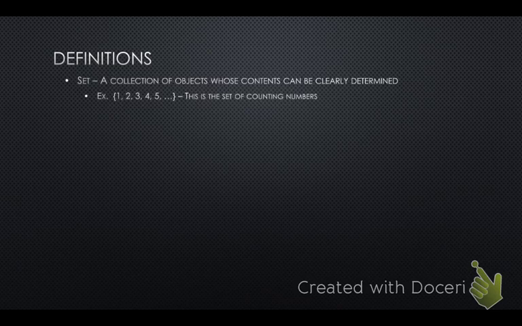So, in this case, 1, 2, 3, 4, 5, basically a set of counting numbers. It just keeps going on with the 3 dots behind it. Just means that we're just going to continue counting. Okay, we're going to go to 6 to 7 to 8, so on and so forth. Okay.